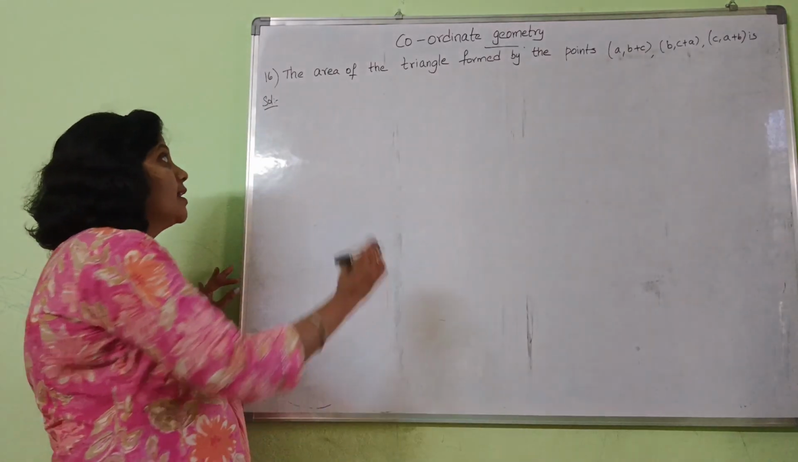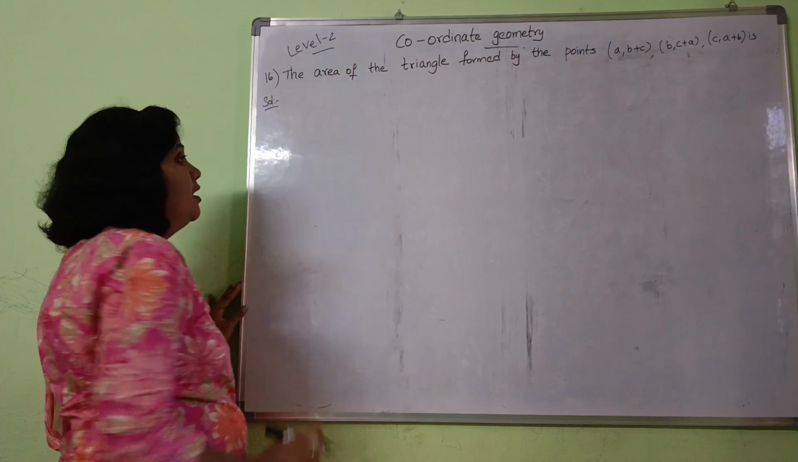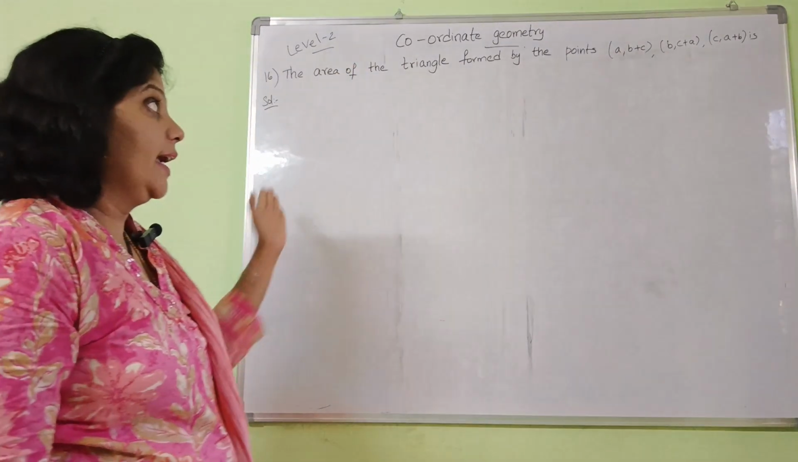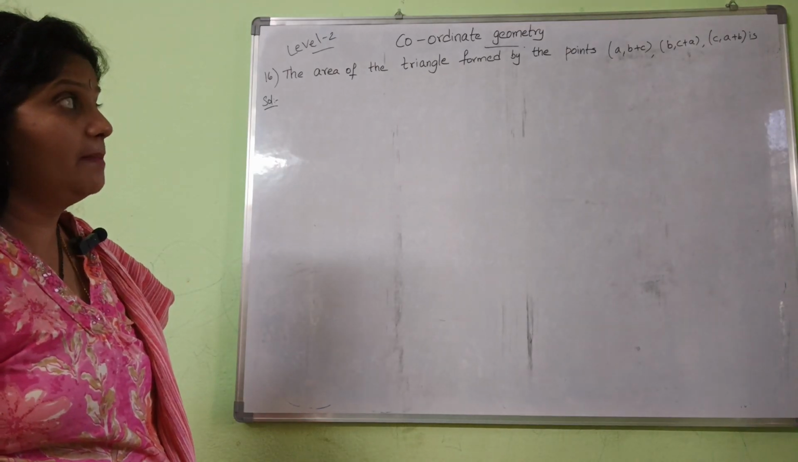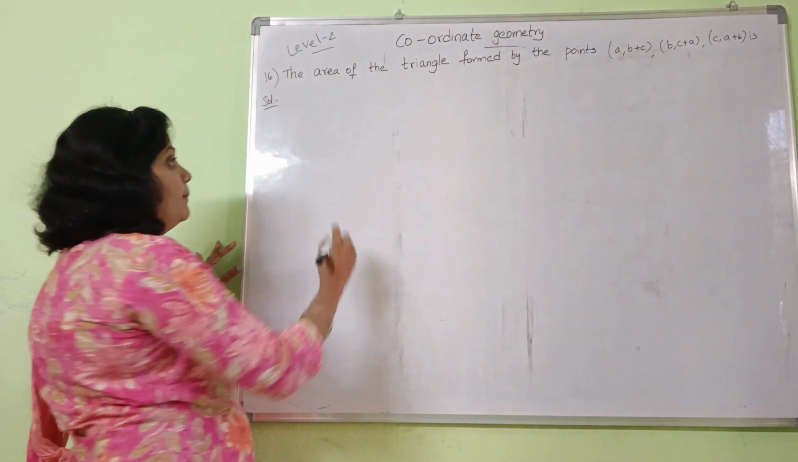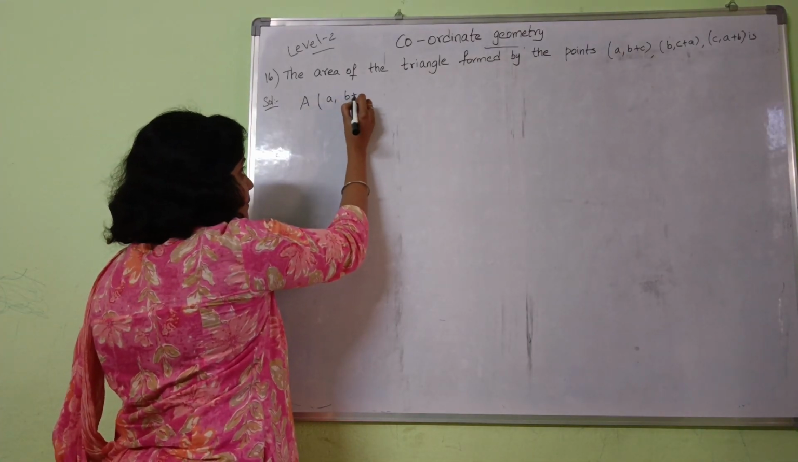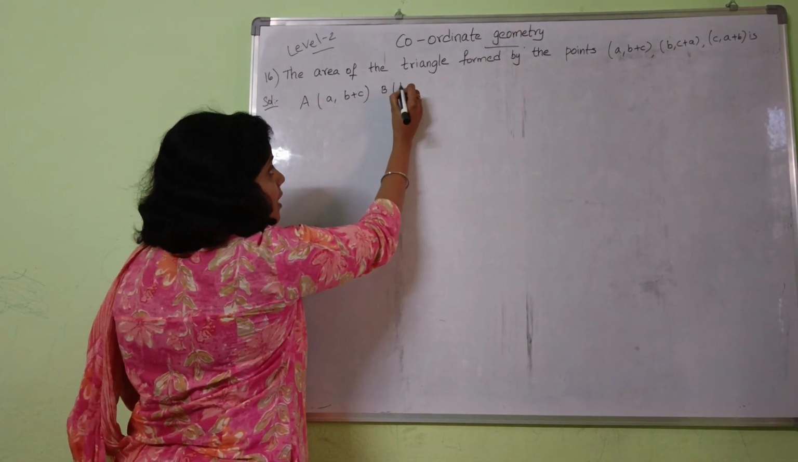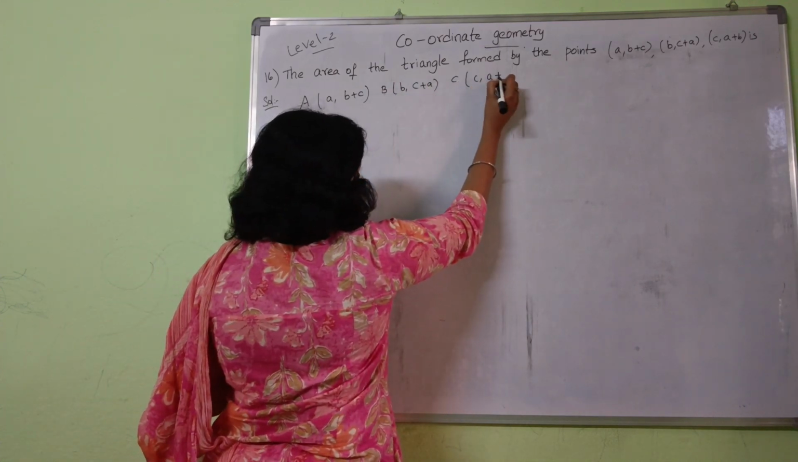So we will discuss level 2 problems of 8th class in coordinate geometry. So what is asked in the question? The area of the triangle formed by the 3 points, that is a comma b plus c, b comma c plus a, c comma a plus b is given. So what are the points? First write down A of, let it be, b plus c, B of b comma c plus a, C of c comma a plus b.